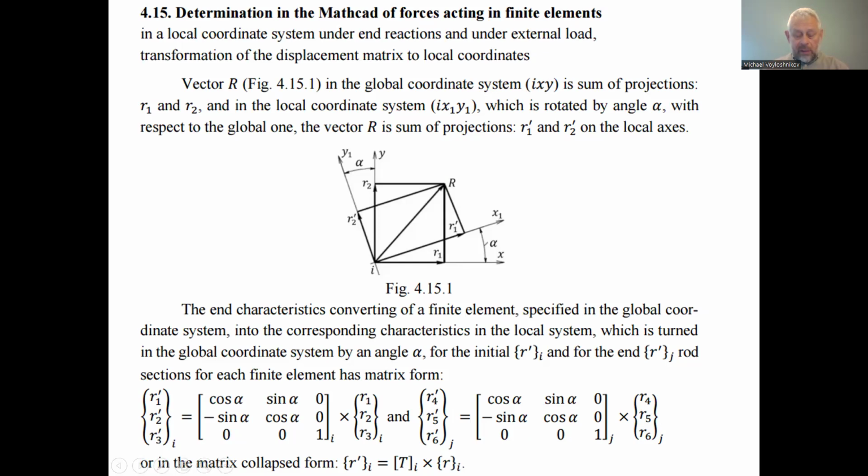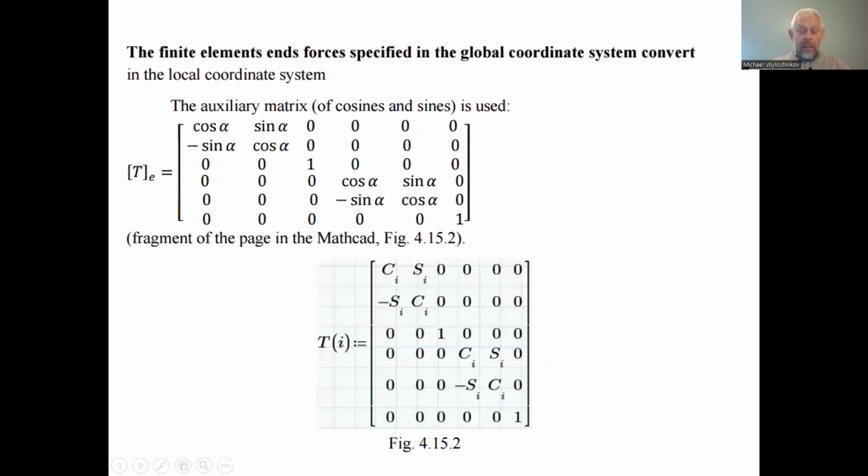we can indicate that the coordinates of a vector in the local coordinate system, of the beginning of the vector, equal the product of the transform matrix, the auxiliary matrix or matrix of cosines, by the coordinates of the beginning of the vector with no stroke. The coordinates with no stroke are in the global coordinate system, and with the stroke in the local coordinate system. And this is only for the beginning and for the end of the rod element considered as separate points.